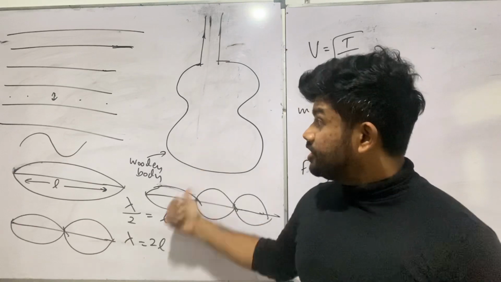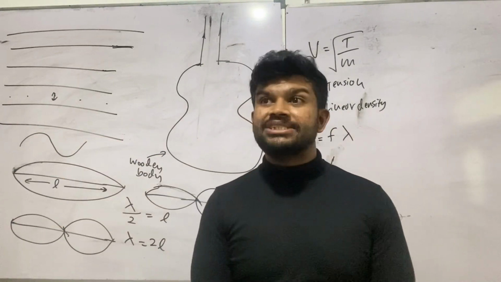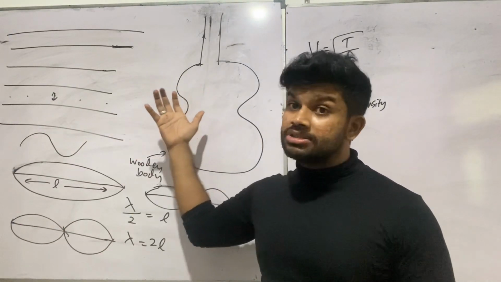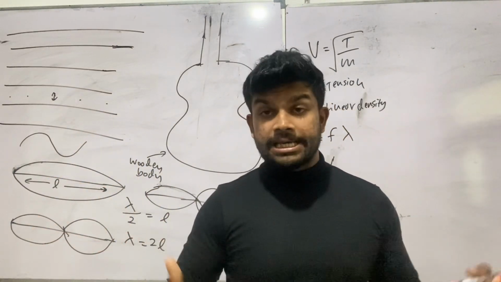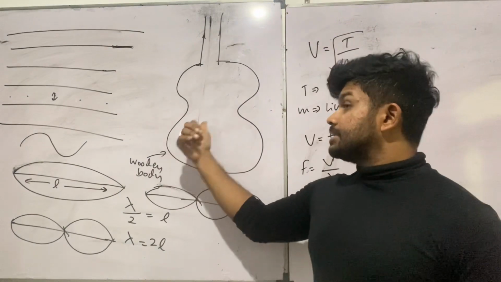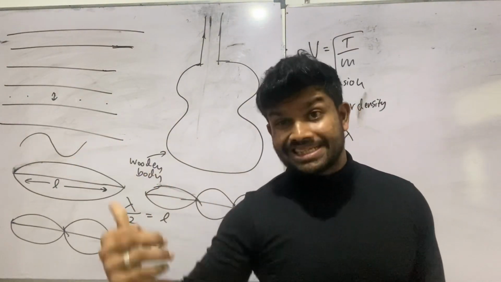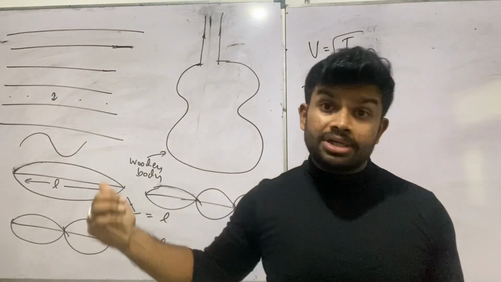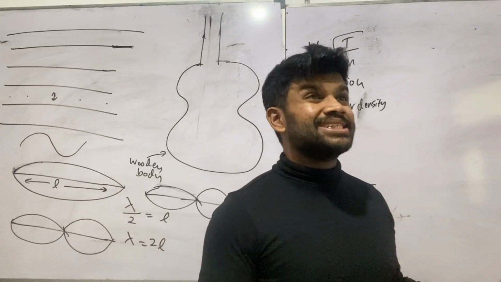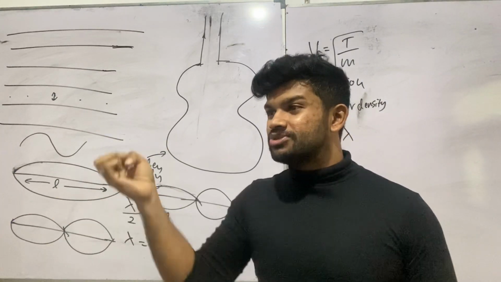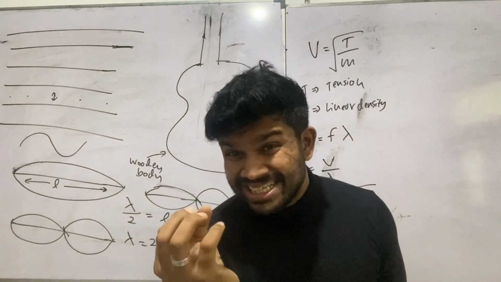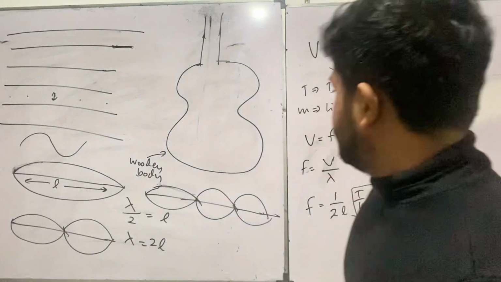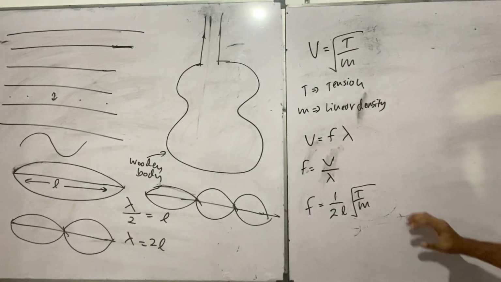Imagine without this box. I'm not talking about electrical instruments, electric guitars or anything like that here. I'm just talking about the classical or acoustic guitar. Without the box, it would have been a useless instrument, since the sound produced by the string alone would have been a very tiny sound, right? Okay, that's it.